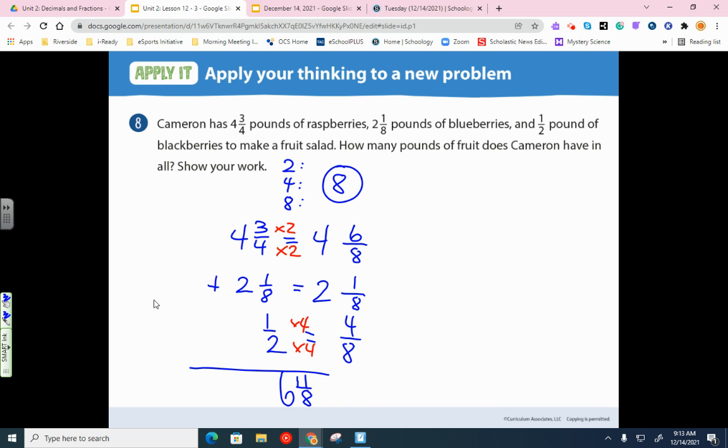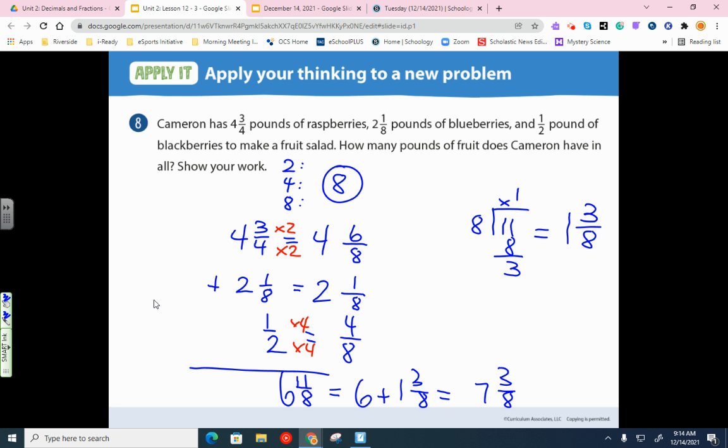Add up our whole numbers. We have 6 and 11/8. What we have to do is then convert our 11/8 into a mixed number, which equals 1 and 3/8. So this equals 6 plus 1 and 3/8, and it gives me 7 and 3/8, just like that. And let's do one more.